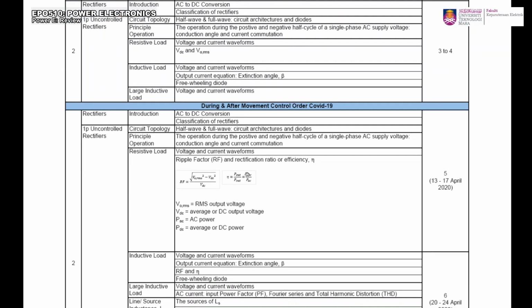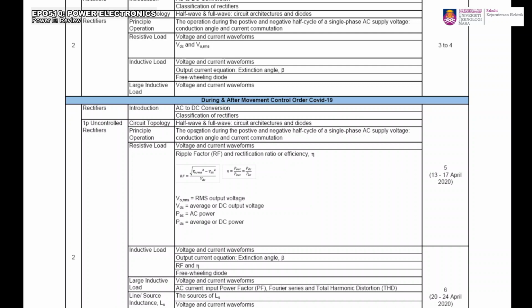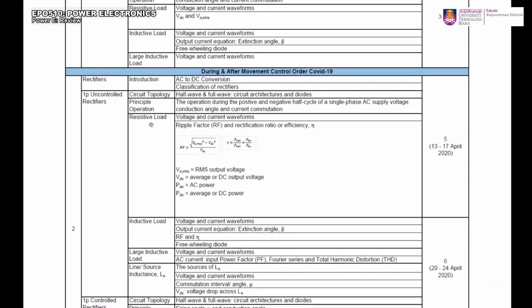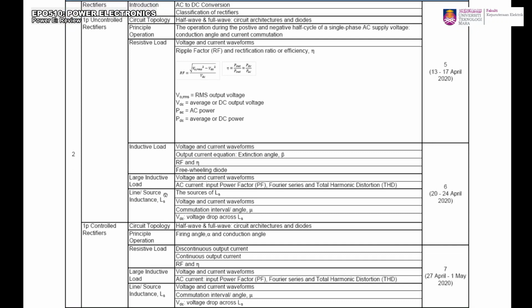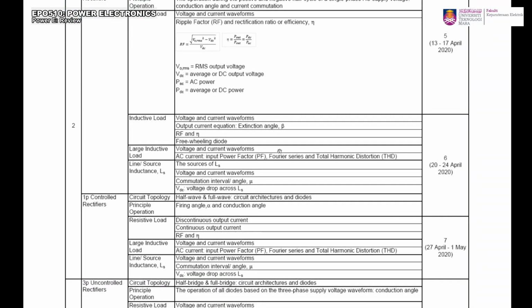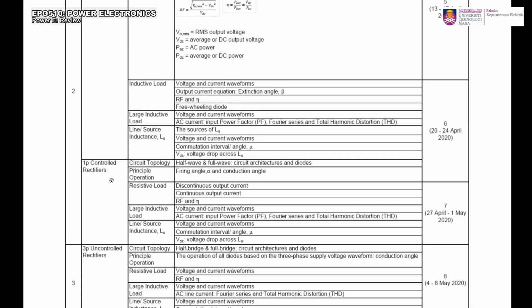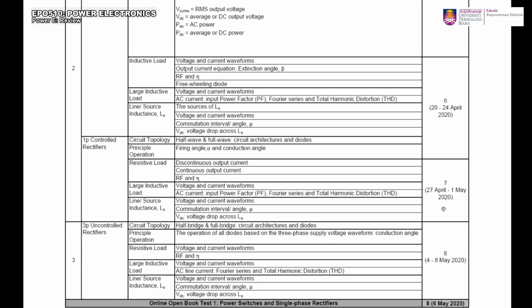Now for lecture week number 5, we're going to continue with the single phase half wave rectifier, complete the topic, and then move on to the full wave rectifier. Again, we're going to describe the principle of operation and the analysis of resistive load, inductive load, and the rest. That will be covered in week 5 and week 6. Still, you have single phase uncontrolled rectifiers, and then we're going to complete the single phase controlled rectifiers, for which we're going to utilize thyristors, up to week 7.